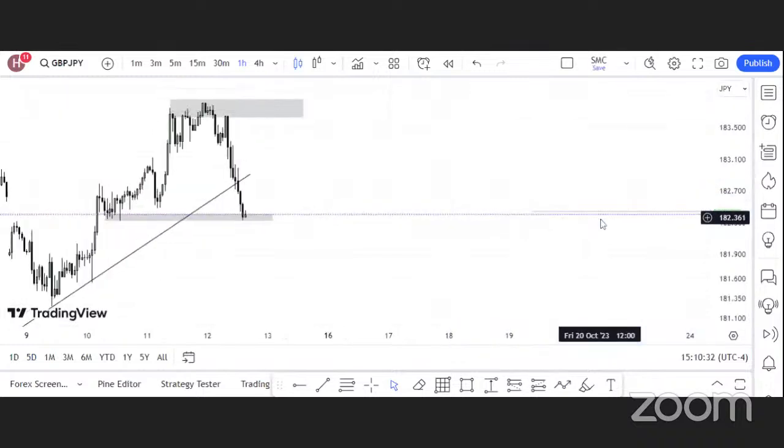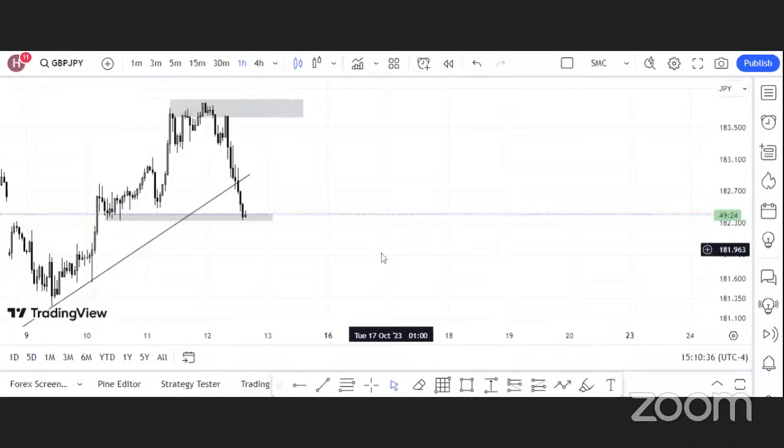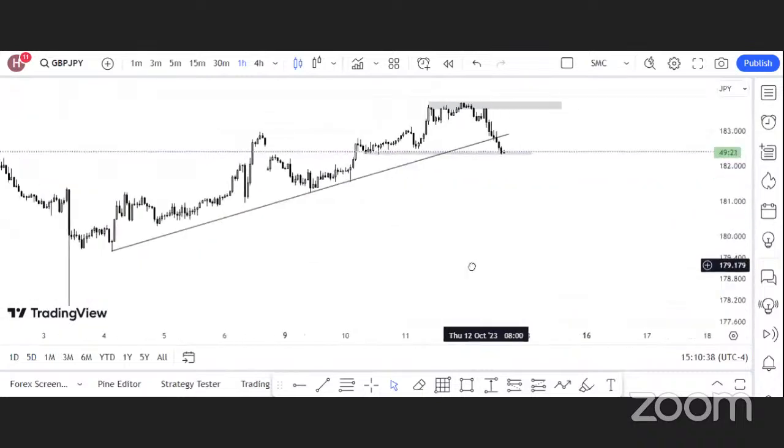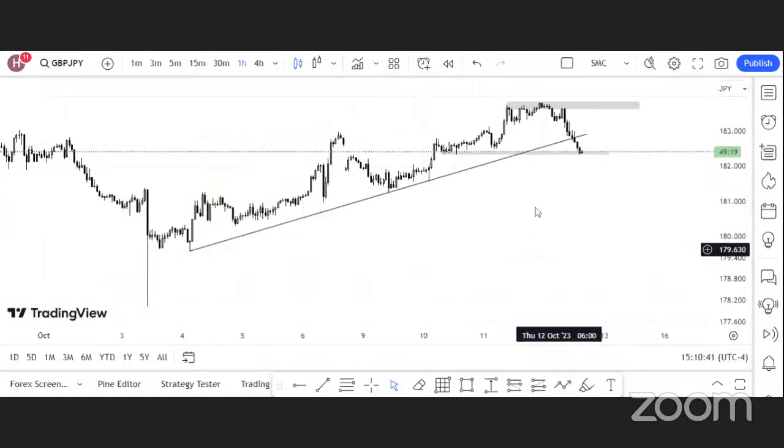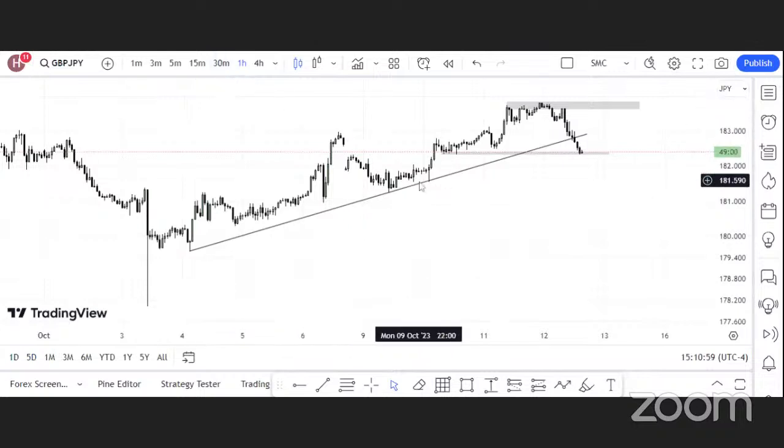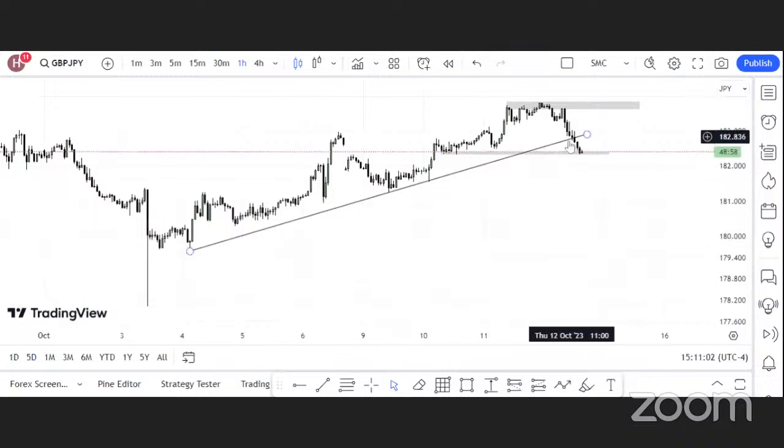So now that you understand what pullback and retest is, let's do something fun. So now you see here we have a break of support.